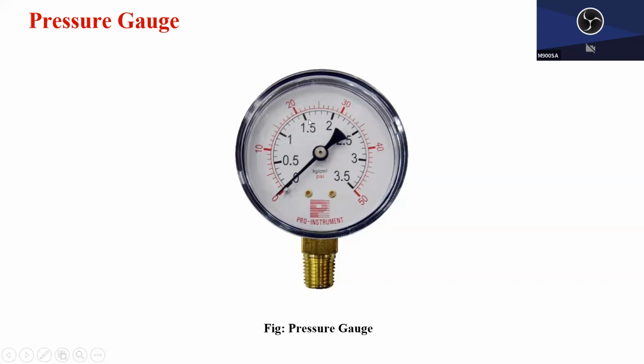For the black scale, it is kilogram per centimeter square. And for the red scale, it is PSI, a British unit of pressure. It's just like using a ruler: the ruler has some big numbers, and between each big number there are some small scale marks.